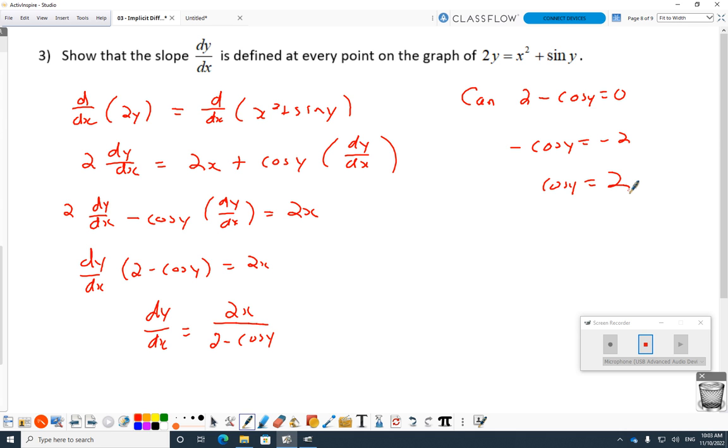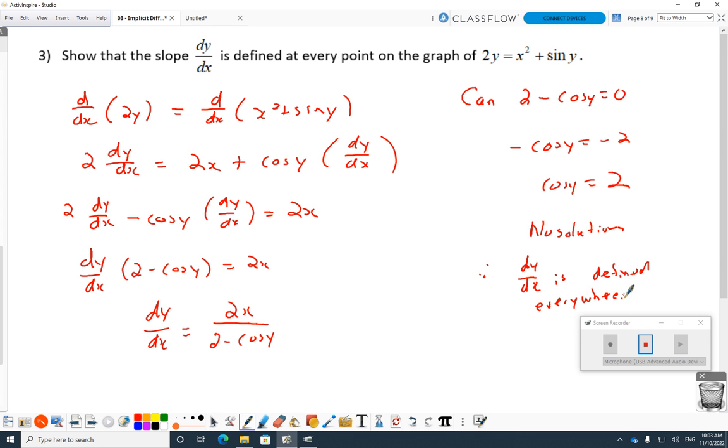I'll get some calculator help in a second, but I hope there's somebody that can say this is not going to happen. Is there somebody who can explain why cos y cannot possibly equal 2, Ian? Cos y goes between negative 1 and 1. This has no solutions. Therefore, dy/dx is defined everywhere. There isn't going to be a domain issue on dy/dx because the denominator never equals 0.